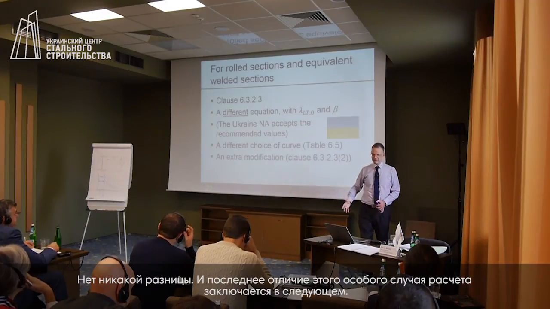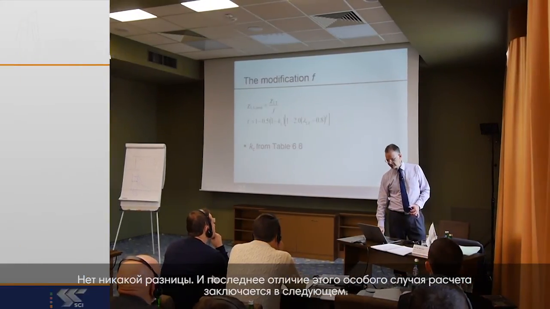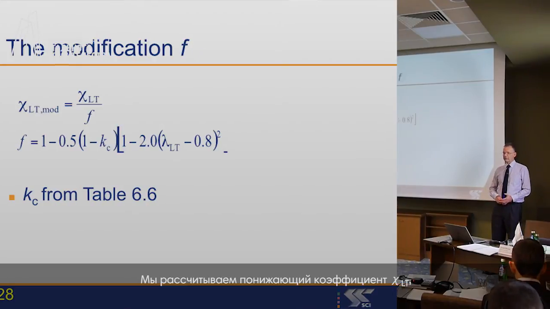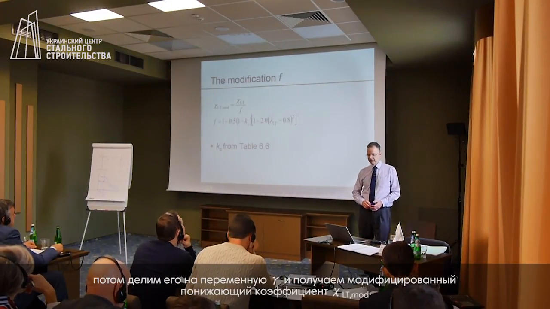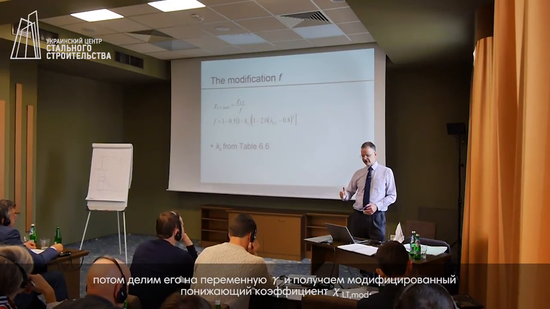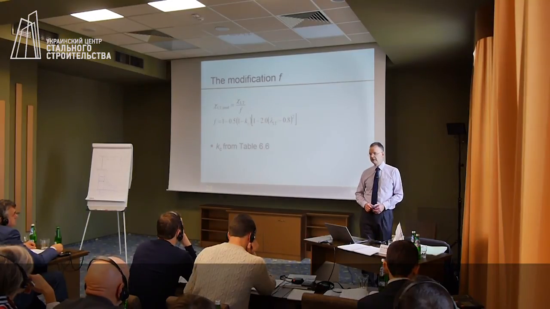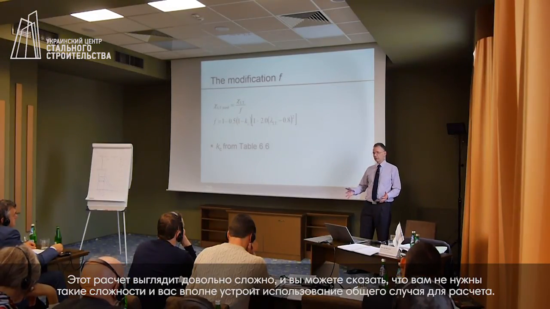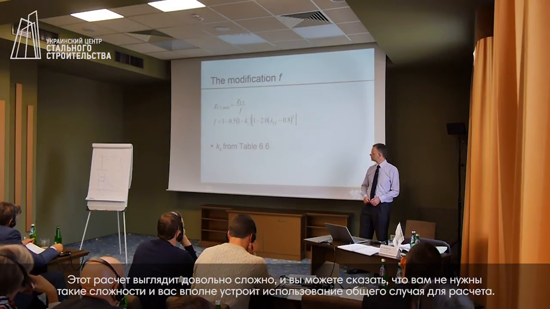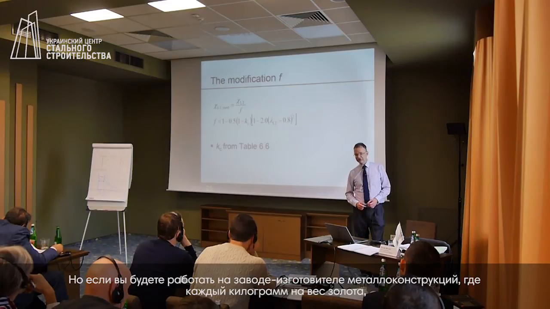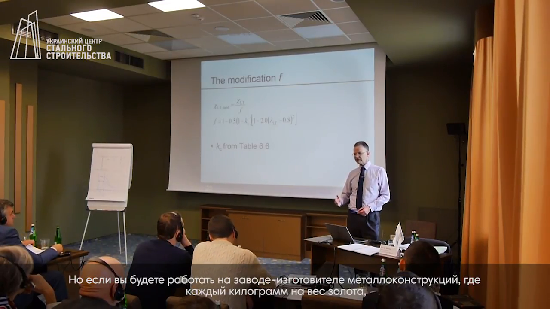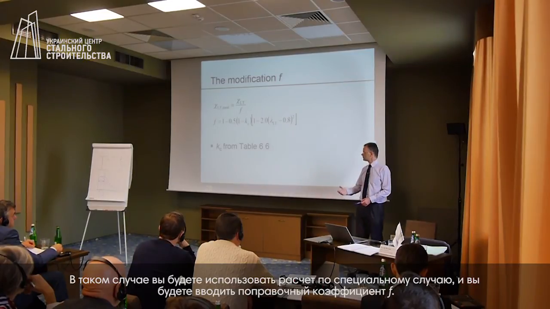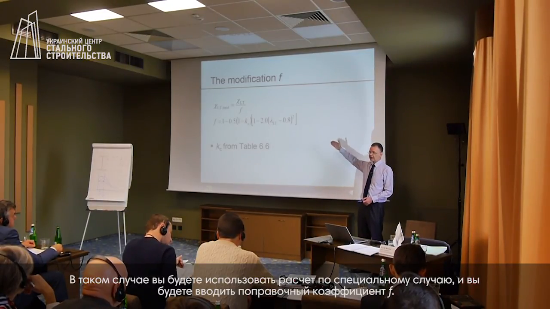The final difference is that the special case allows you a little extra modification. And here it is. We calculate a modified value of KLT, and the modified value is KLT divided by a variable f. So this is getting involved and complicated, and you may think, I don't want this extra complication. I'm happy to stick with the general case. If you were working for a steelwork fabricator where every kilogram is important and you wish to produce the lightest possible structure, then you would use the special case and you would appeal to this modifying factor f.